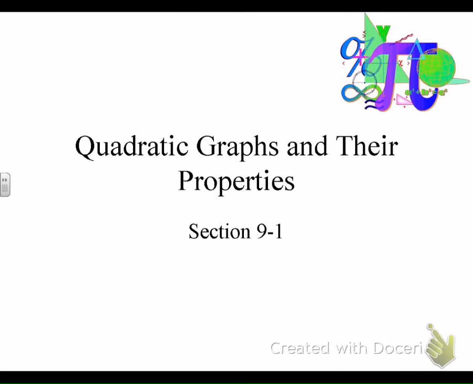Okay, today we're going to learn about quadratic graphs and their properties. This is section 9-1, and the standard that we're going to be covering is FIF7A, which is to graph linear and quadratic functions and show the intercepts, the maxima, and the minima. So we've already talked a little bit about minimums and maximums in preparation for the AIR test, but we're going to look at that a lot more in depth in this chapter.